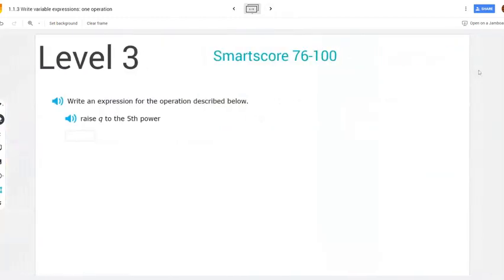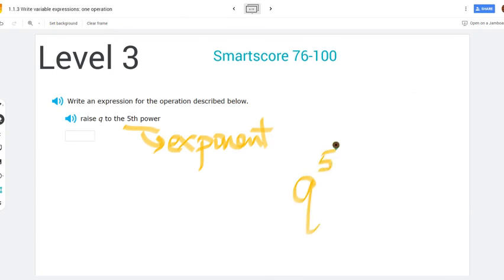And one more example here. Finally, something that's a little different than what we've been doing. It says raise q to the 5th power. When you see that word power, that's the same thing as an exponent. Right? Those little numbers written above and to the right of a number. That's called superscript when it's written up like that. But q is the thing that's being raised. It's the base number, and the power is 5. So q to the power of 5.